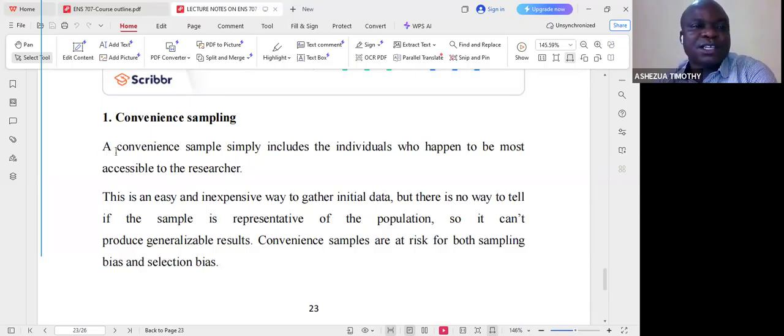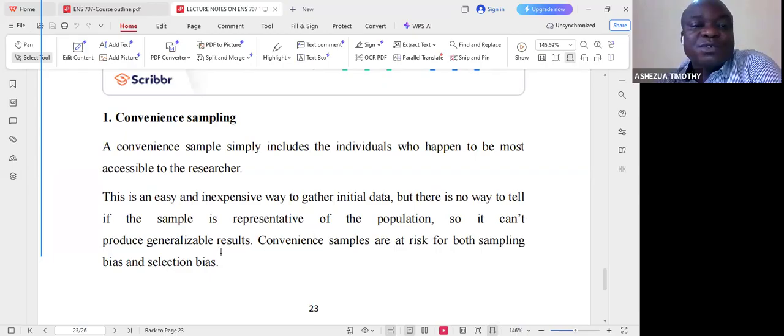So that's why I said a convenience sample simply includes the individuals who happen to be the most accessible to the researcher. This is an easy and inexpensive way to gather initial data, but there's no way to tell if the sample is representative of the population. Yes, because you do not go far, you sample close to you, at your level. So you cannot tell whether it's representative. It's not representative of the entire population.